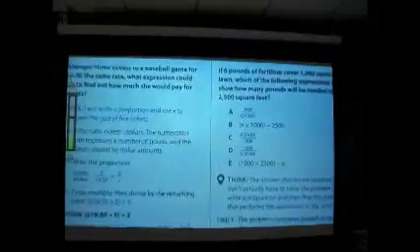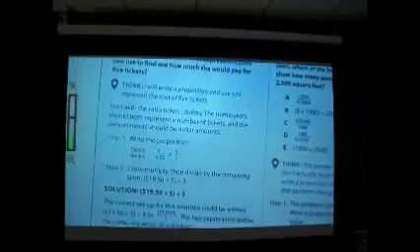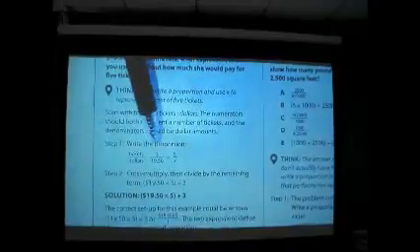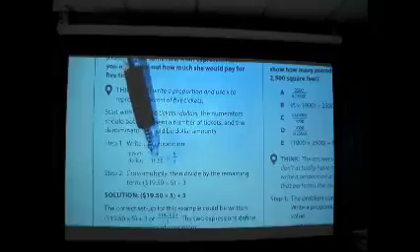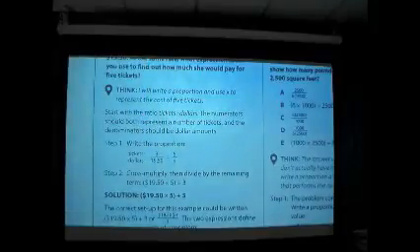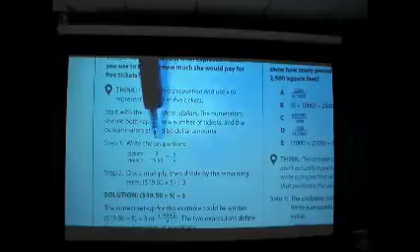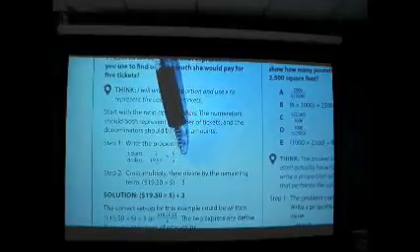Step 1, write the proportion. Zoom in a little bit. So, our proportion in this case, we have tickets over dollars. We have 3 tickets for $19.50. But what if we needed to buy 5 tickets? Here, how much would we spend?